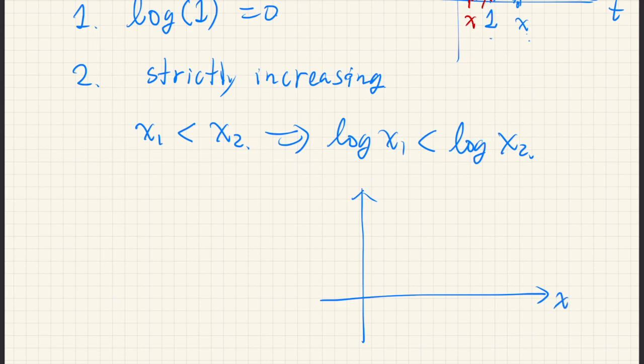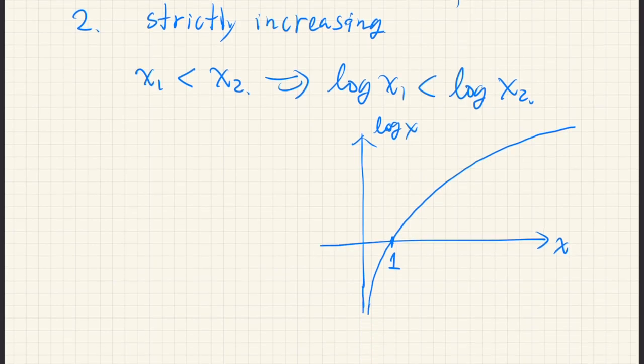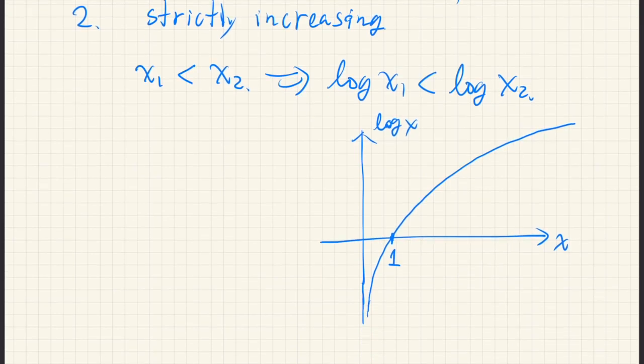So actually, if you plot this function, it looks like this. X is here, and log of x, if you plot it, looks something like this. So when x is 1, it's 0. And when x is less than 1, it's negative. And as x approaches 0, it diverges to negative infinity. And when x goes to infinity, log of x diverges to infinity. And if x1 is less than x2, then log of x1 is less than log of x2.